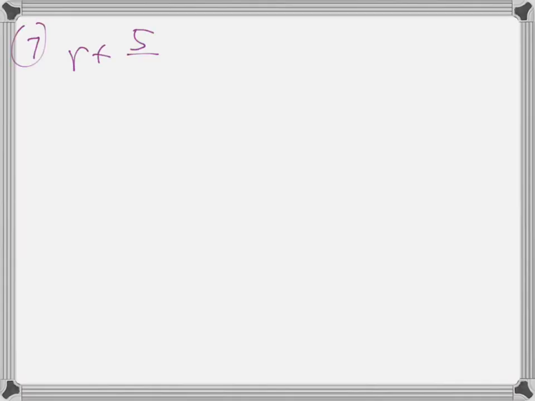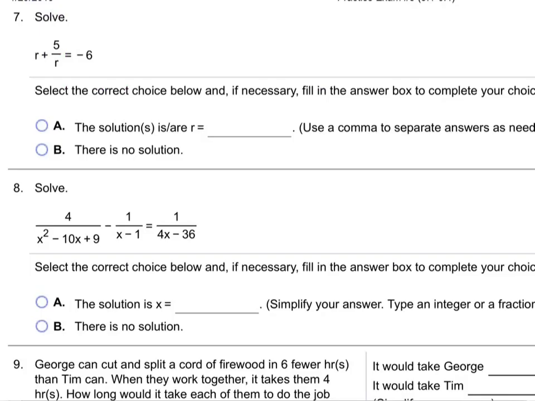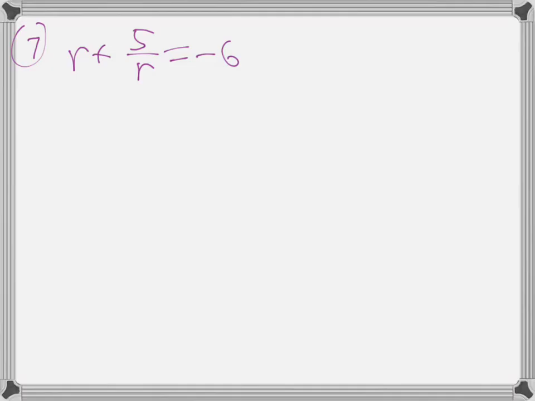R plus 5 over R is negative 6, right? Yeah. All right, so it just says solve. Fractions, huh? This whole test, by the way, is fractions. Not the whole test, but about half the test is fractions. This test is fractions, fraction rules, square root rules, and a bunch of word problems. Not easy.